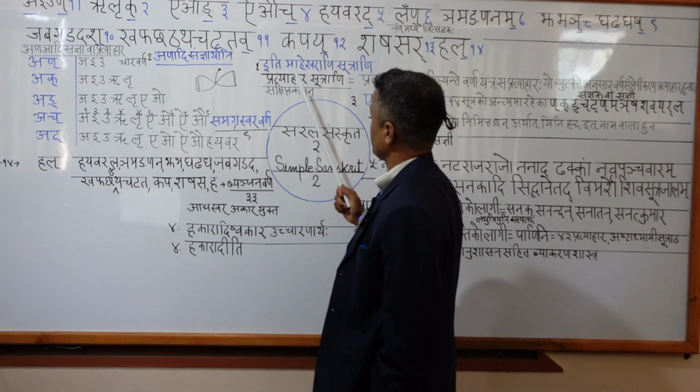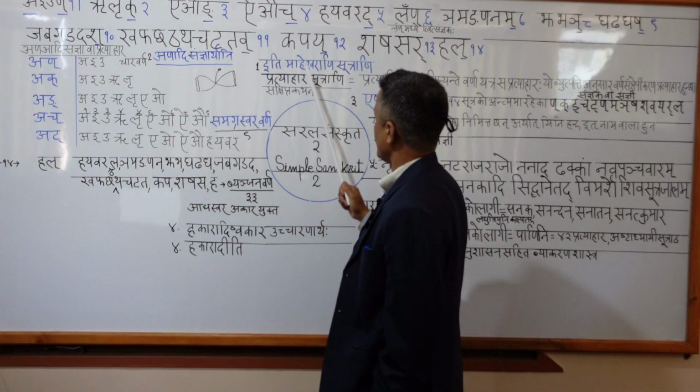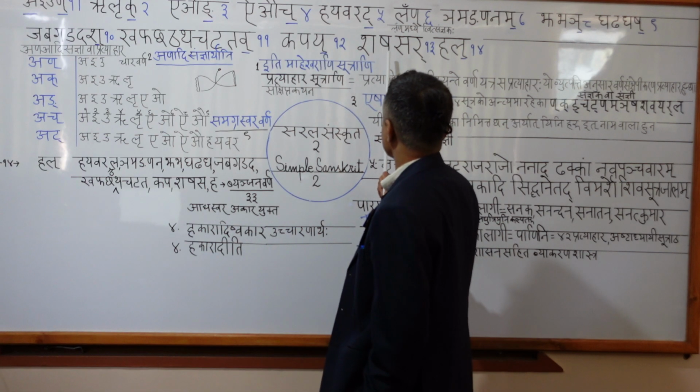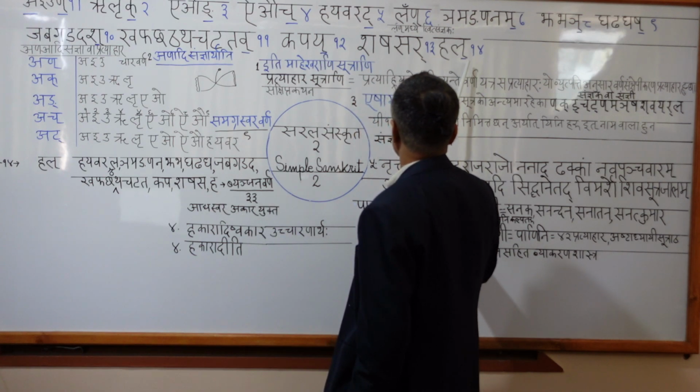Then you go to group 12. Ka from group 12, Pa from group 12, you omit Ya. Group 13, Sha from group 13, Kha from group 13, Sa from group 13, you omit Ra. Then Ha from group 14, and you omit La.